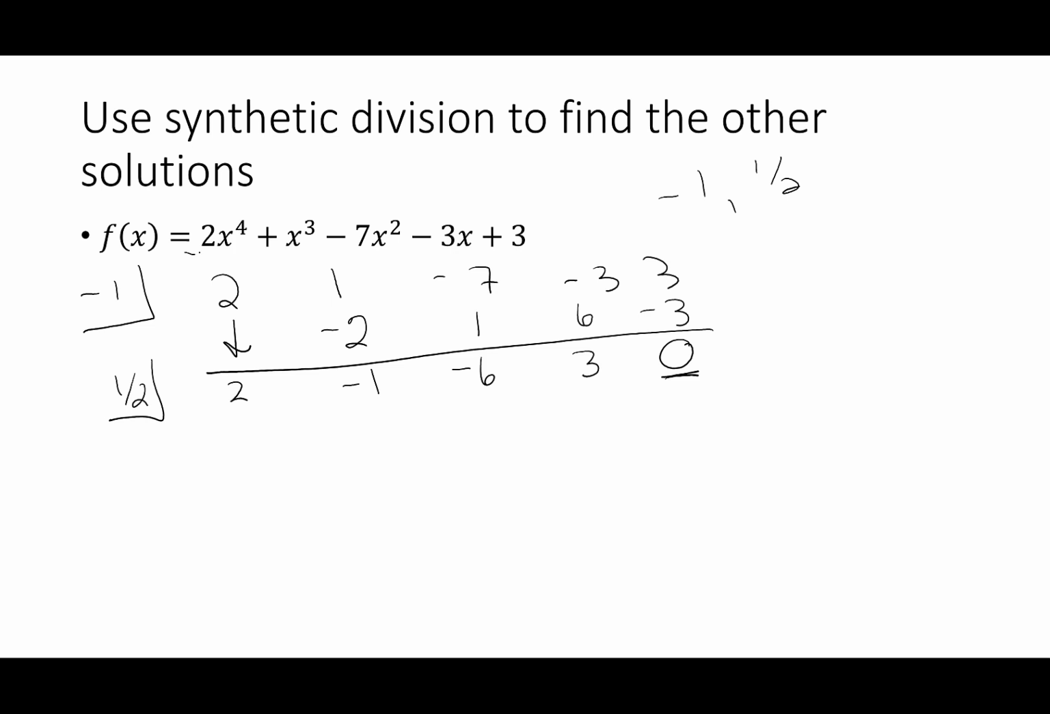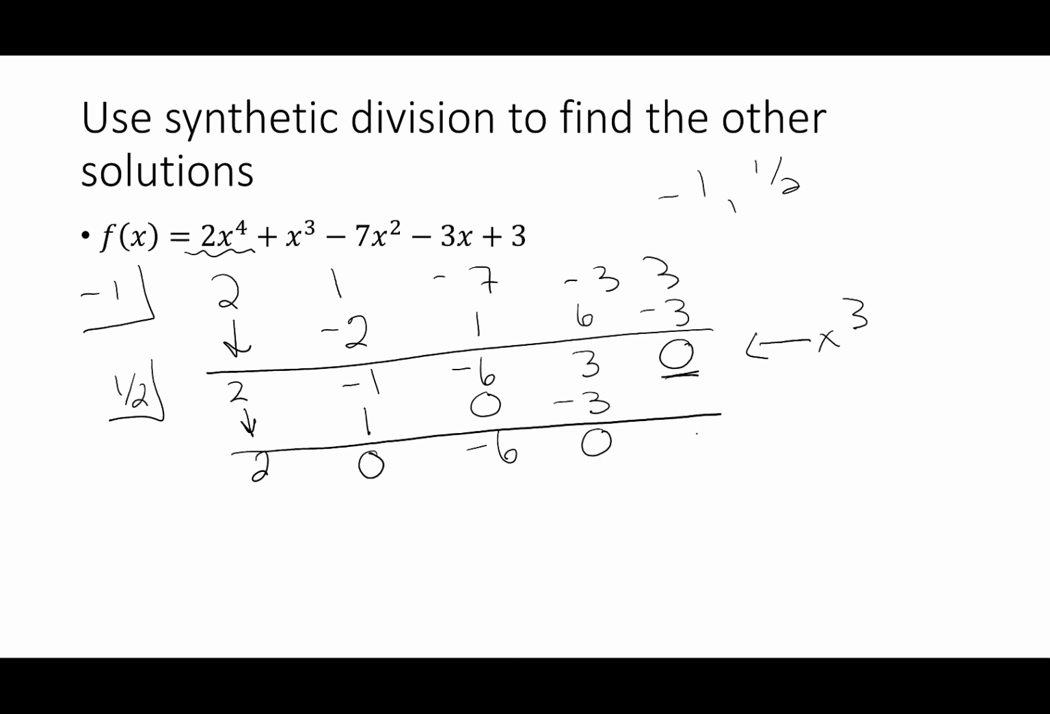What just happened is we were at power 4. This is now a power 3. We're going to go through again, and that's going to drop it down to a power 2. 2 comes down. 1/2 times 2 is 1. That gives me 0. 1/2 times 0 is 0. That gives me negative 6. 1/2 times negative 6, negative 3. That gives me 0, and I stop.